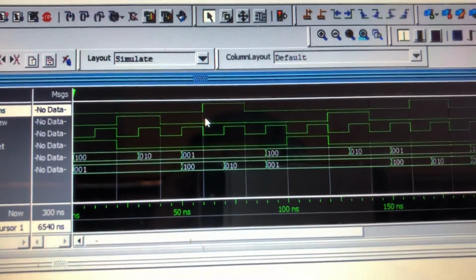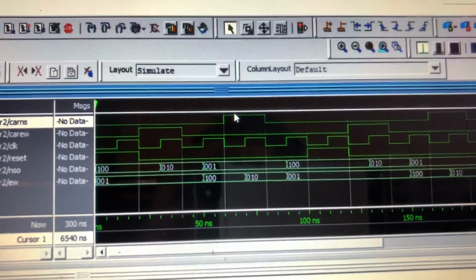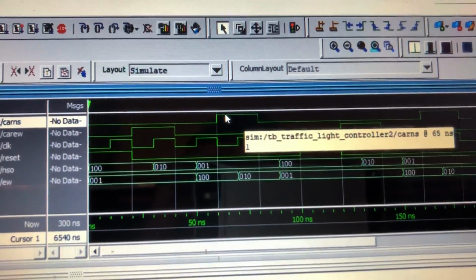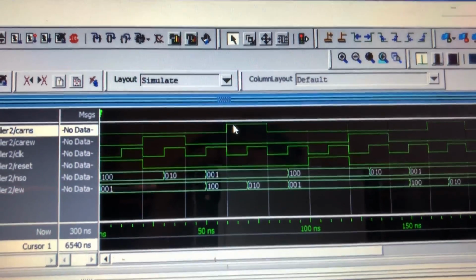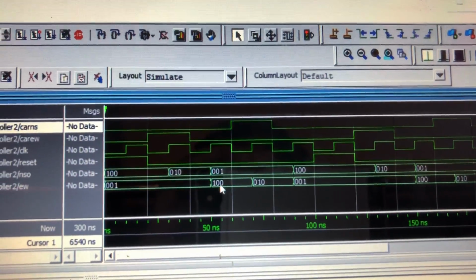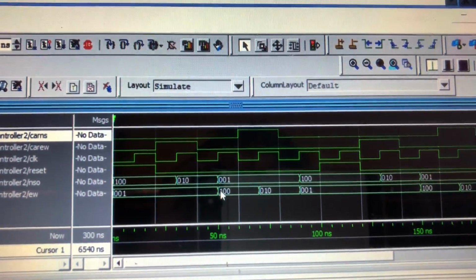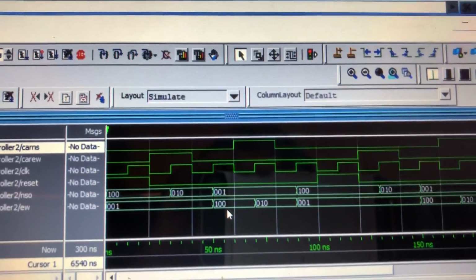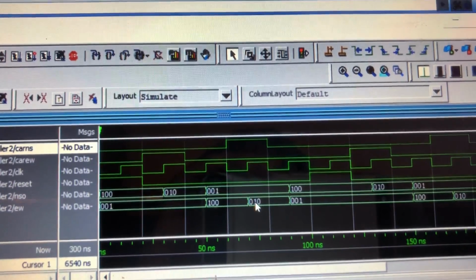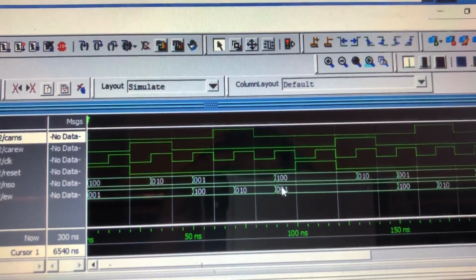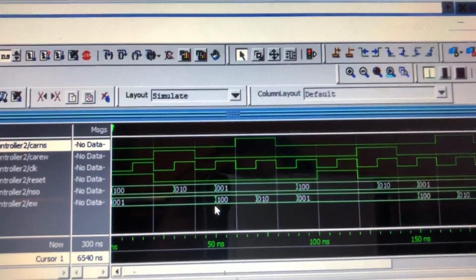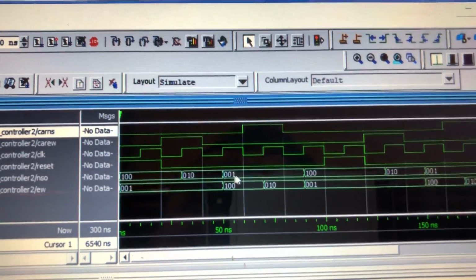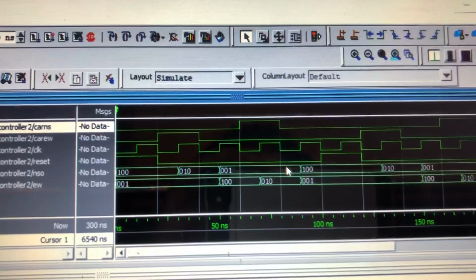And here you can see that there's a car detected in the north-south direction. If there was no car detected, east-west direction would stay at the green light. But since there is a car detected, east-west direction will start to transition to a yellow light, and then it will transition to a red. And while east-west direction is green, you can see north-south is remaining red.